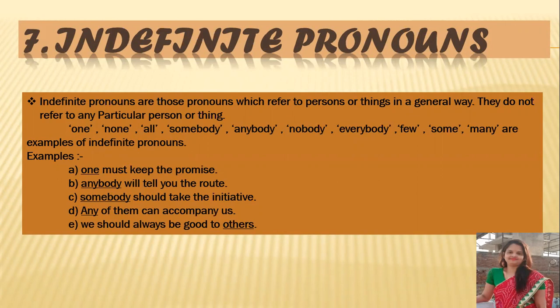You are not pointing out the particular person, place, animal, or thing. These kinds of pronouns are known as indefinite pronouns. Now, what are a few example words for indefinite pronouns? One, none, all, somebody, anybody, nobody, everybody, few, some, many are examples of indefinite pronouns. Is that clear? Below there are a few examples. Please go through them.